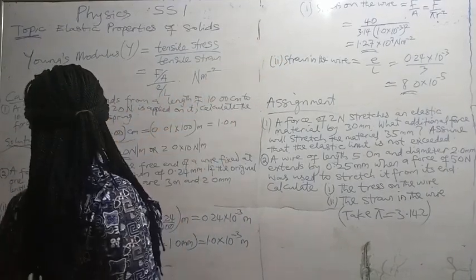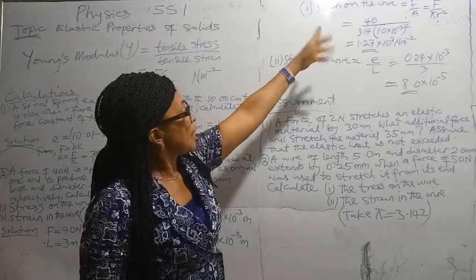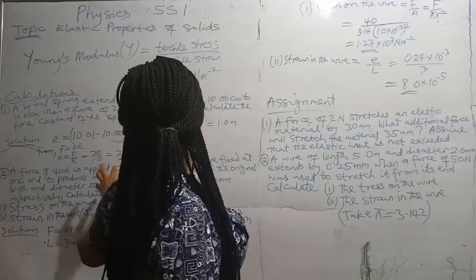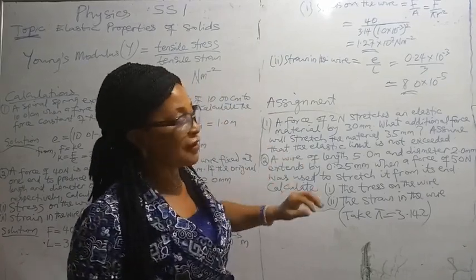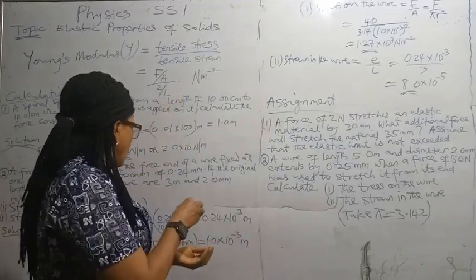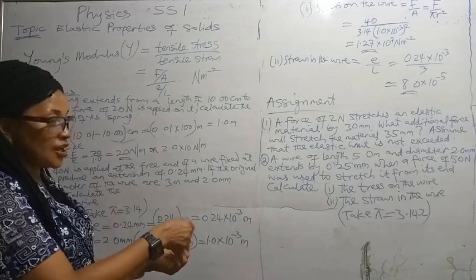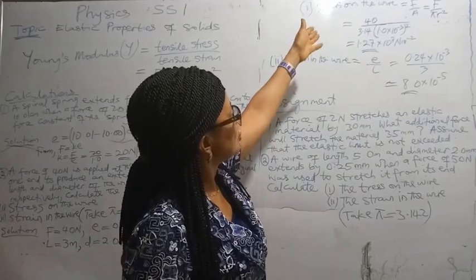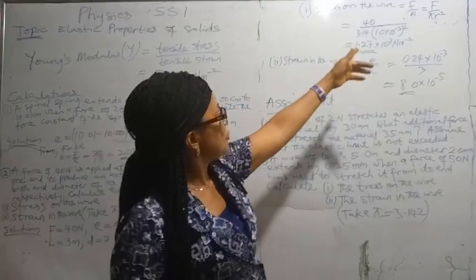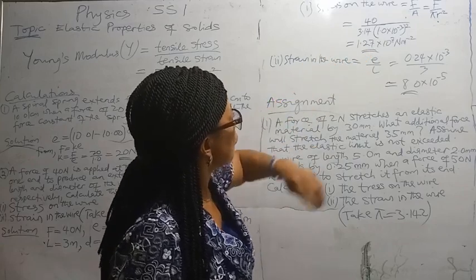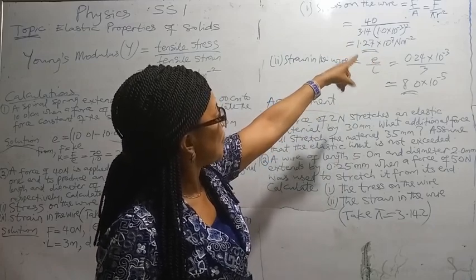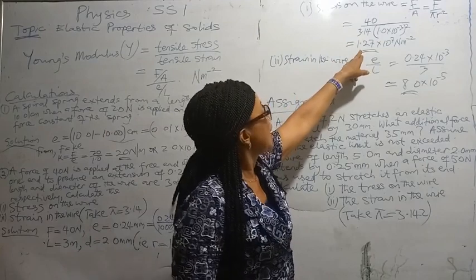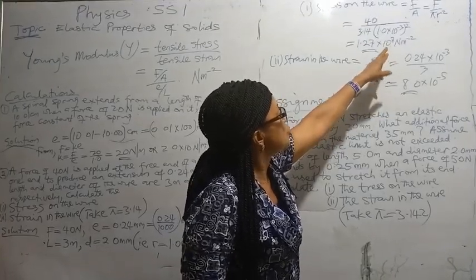Now, question number 1 says to calculate the stress on the wire. Stress on the wire, quote the formula, F over A, A being the area. Now, area is not given directly here, but we know that the area of a circle is pi r squared, because the wire we're talking about has a circular surface. So the area of that circular surface is pi r squared. From there, you do your substitution. F, you have it, 40. Pi is given to you to be 3.14. Then radius 1.0 times 10 to the power minus 3, squared, because it's squared there. By the time you simplify this with your calculator, you will get this answer. And the unit is Newton per meter squared.